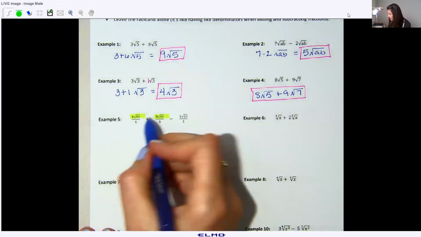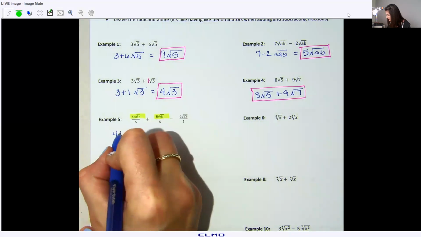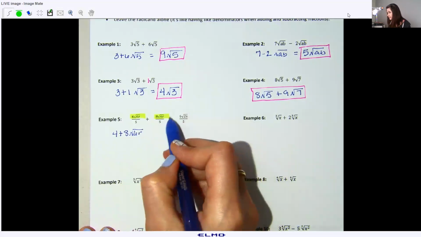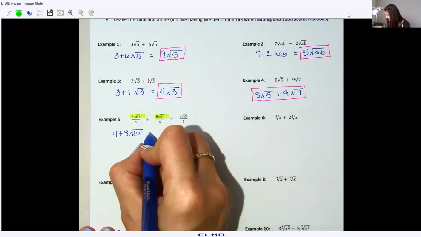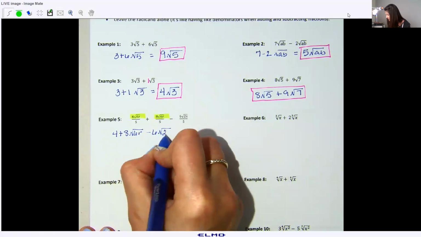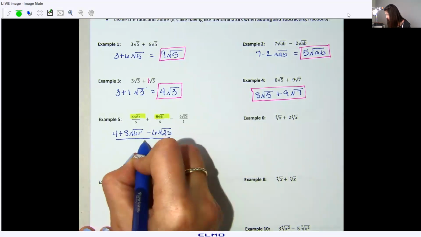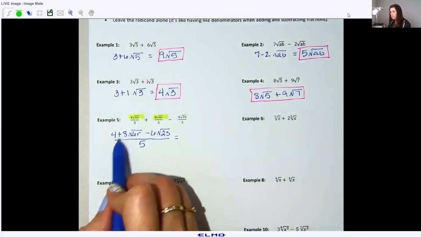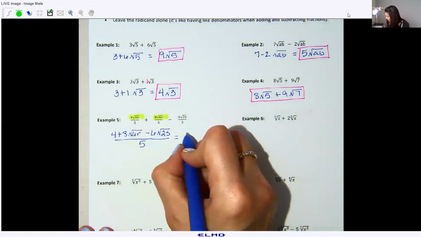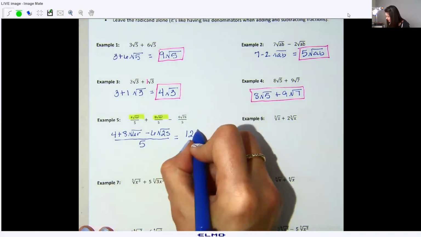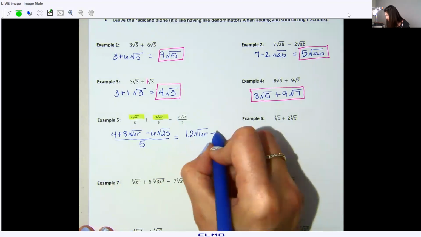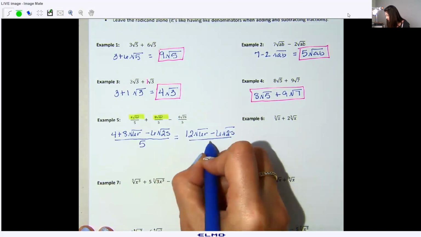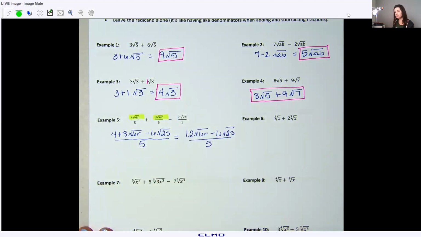So I have 4 plus 8 square root of 6r, and then bring the symbol in front of it, minus 6 square root of 2s all over 5. And then I would rewrite this by combining these two coefficients, 12 square root of 6r minus 6 square root of 2s over 5. And that would be my final answer.